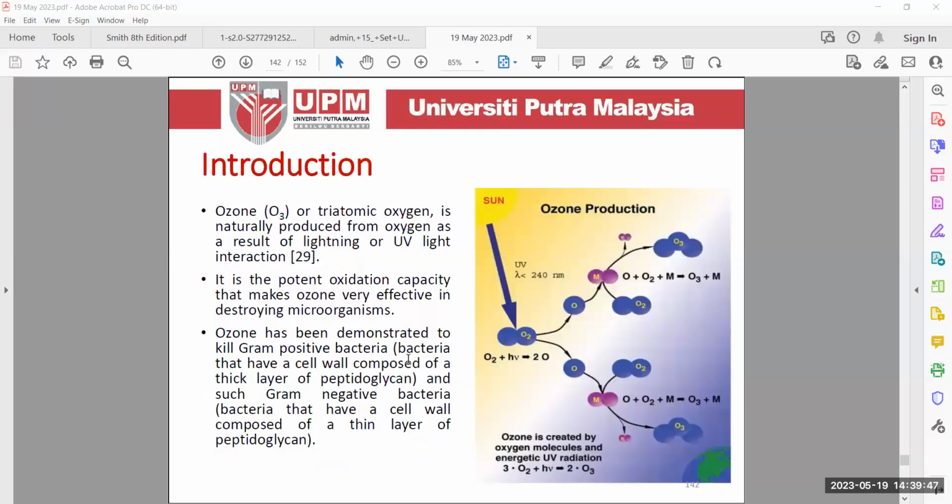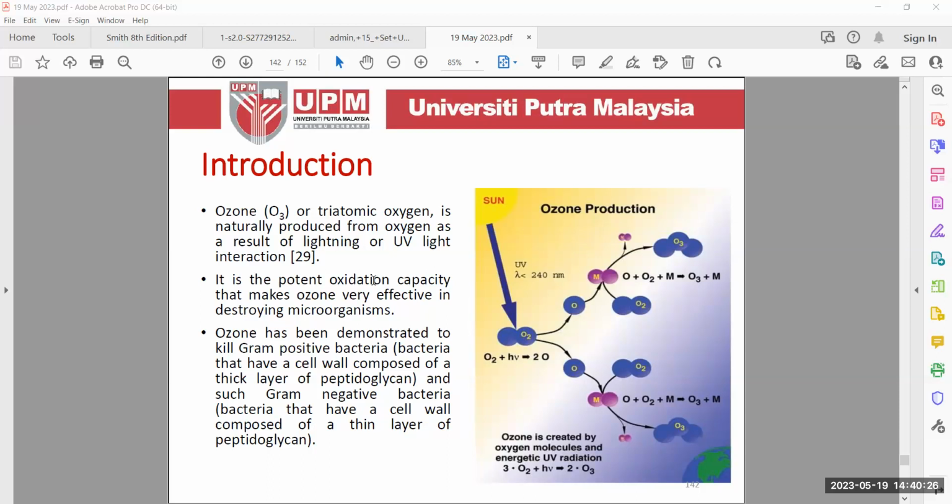Ozone is basically the only non-thermal method that uses chemical reaction. It is a gas produced from oxygen as a result of lightning or UV light interaction. Here in UPM, we have research on ozone using what we call the corona discharge generator. The corona discharge generator sucks in oxygen from the ambient air and changes the oxygen to ozone.